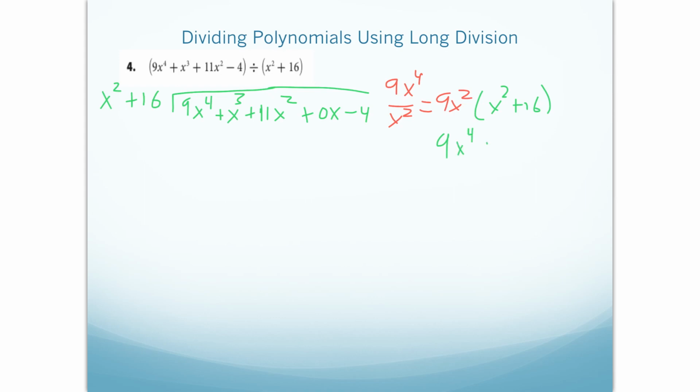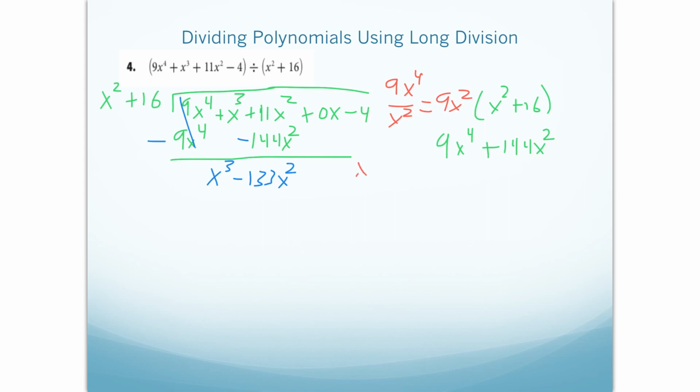9x to the fourth plus 144x squared. So make sure these line up when you write them in there. 9x to the fourth, we don't have an x to the third term, but we do have an x squared term. So now we subtract them. First one cancels out, and then we bring down the x to the third because it's got no like term. Negative 144 plus 11 is negative 133x squared, and just keep repeating the process.